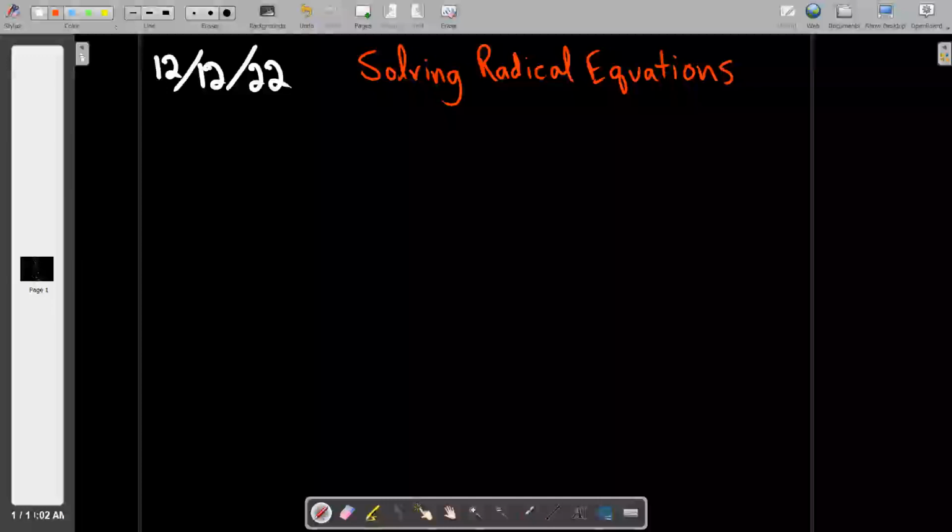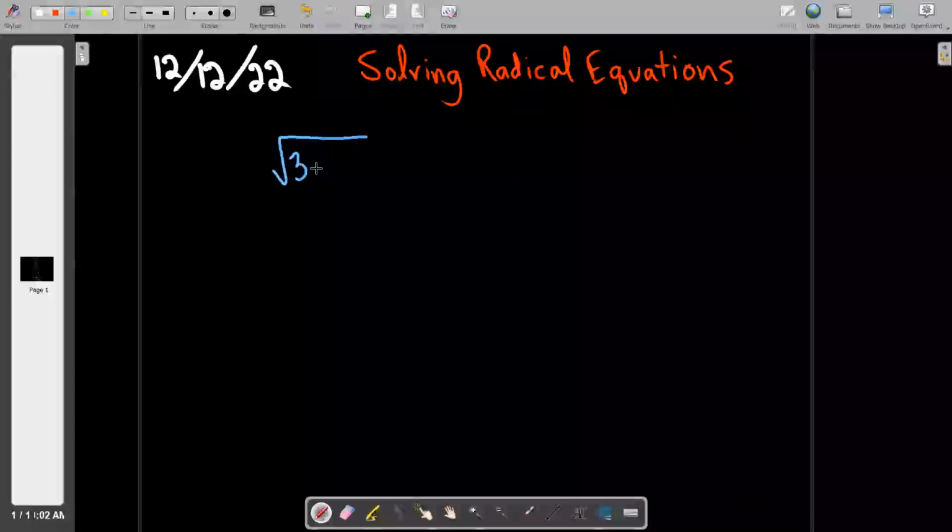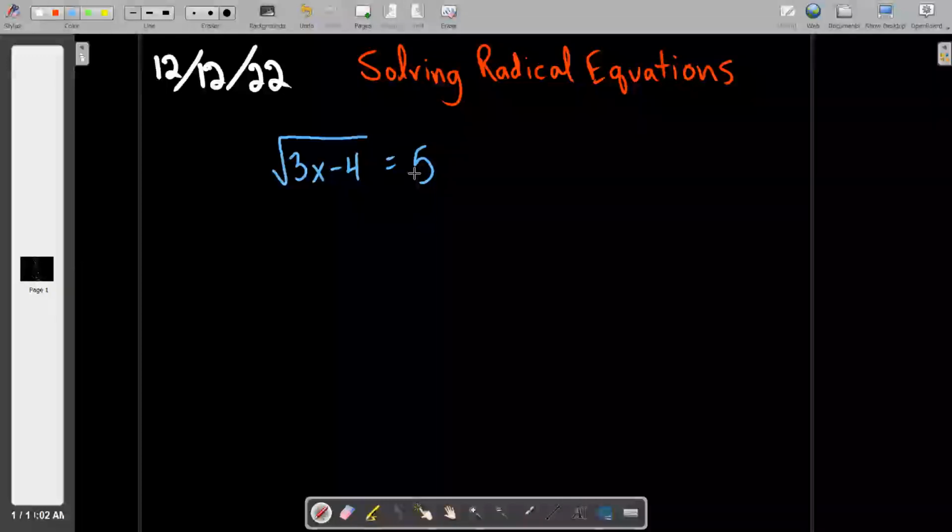As a warm-up example, you'll remember that we saw equations that looked like this. We had the square root of 3x minus 4 equals, I don't know, 5. You remember these were really, really easy. And they had a certain characteristic about them that made them easy: there's just a root equal to a number. Do you remember how we solve them? Got to get rid of the root. How do you get rid of a root? You square it. Very good.